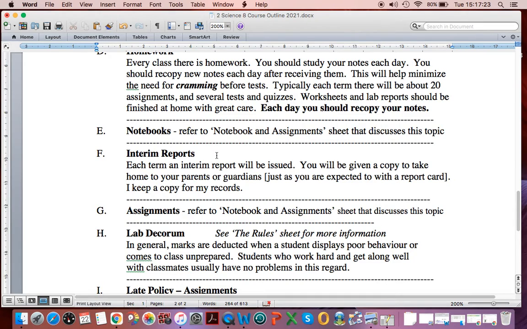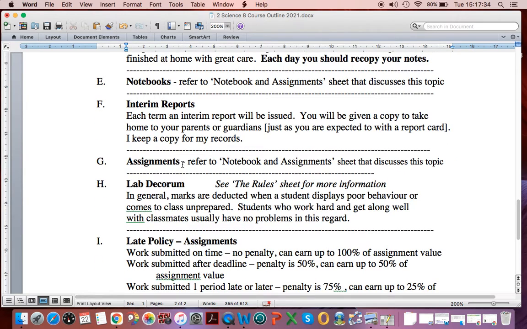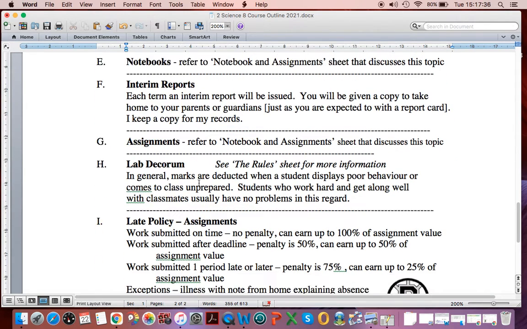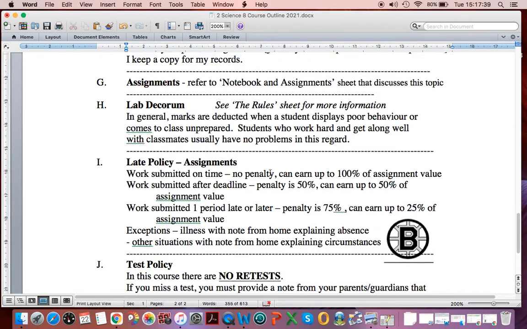Notebooks, that's another sheet. Interim reports: each term you get an interim report that lets your parent or guardian know how you're doing, and you are expected to take it to them just like you would a report card. I have a form on assignments, we'll get to that later. Lab decorum, that's all the behavior.